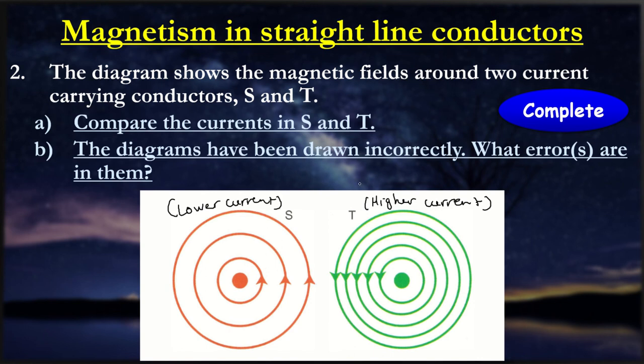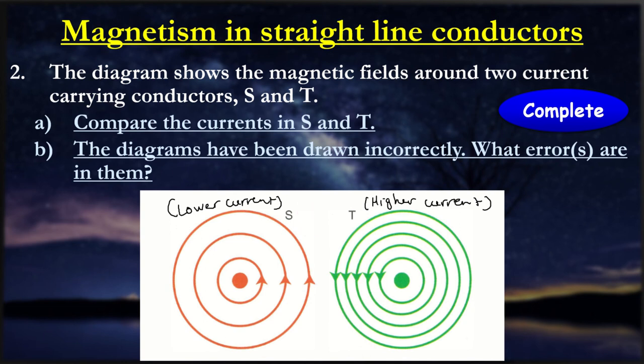Okay, how do we know that? Because we know that the lines are a lot smaller. So two currents carrying, compare the currents, that's what we see. The diagrams have been drawn incorrectly. What are the errors that we see here? Okay, let's have a look.